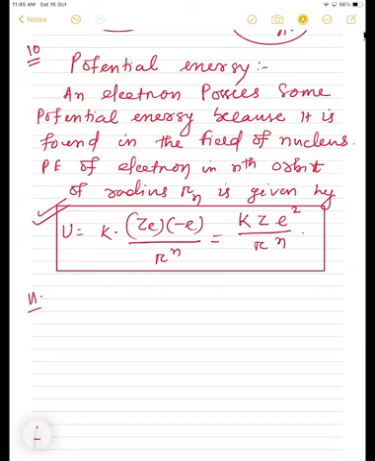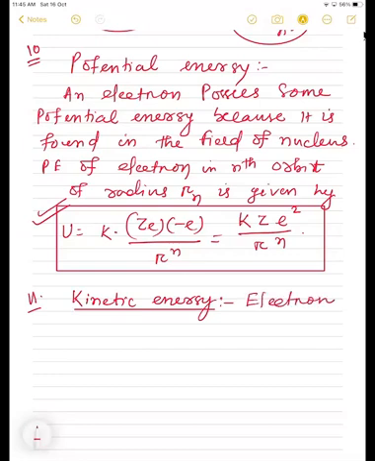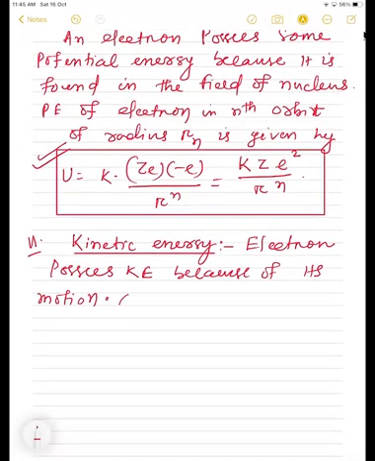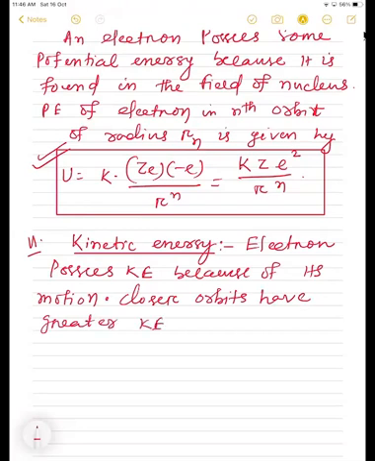Next, right, kinetic energy. An electron possesses kinetic energy because of its motion. Closer orbits will have greater kinetic energy than outer ones. Yes or no? You know or not? Yesterday I mentioned it. For a closer orbit, the distance is less, so the electrostatic attractive force will be more. So closer orbits have greater kinetic energy than outer ones.